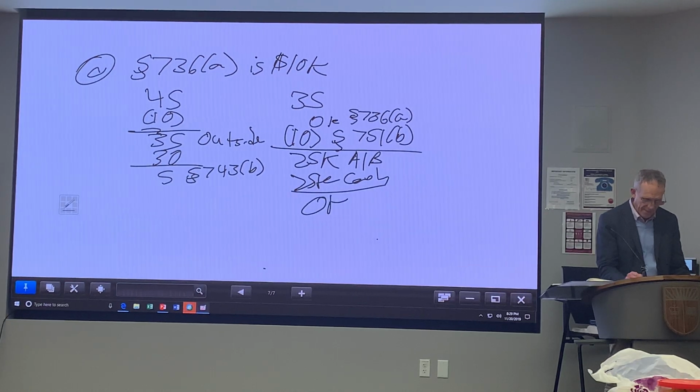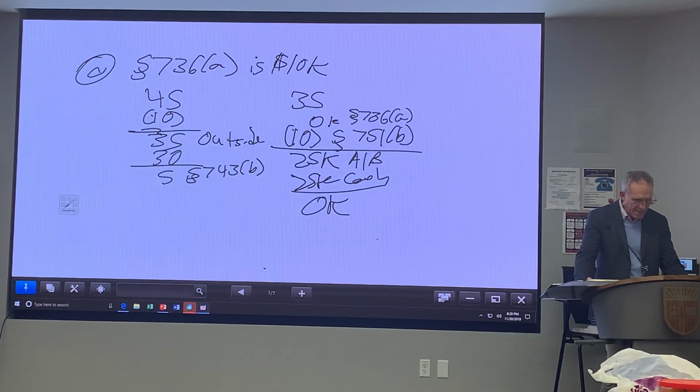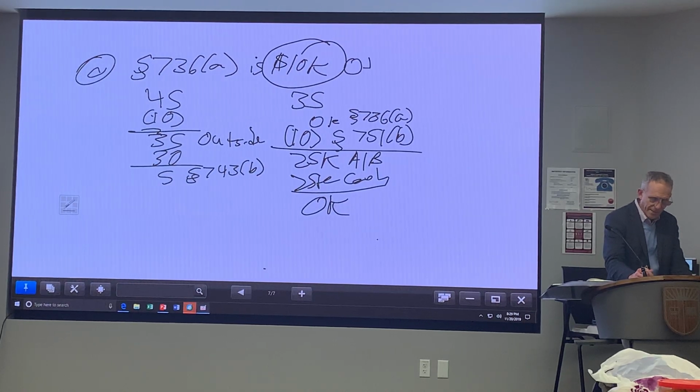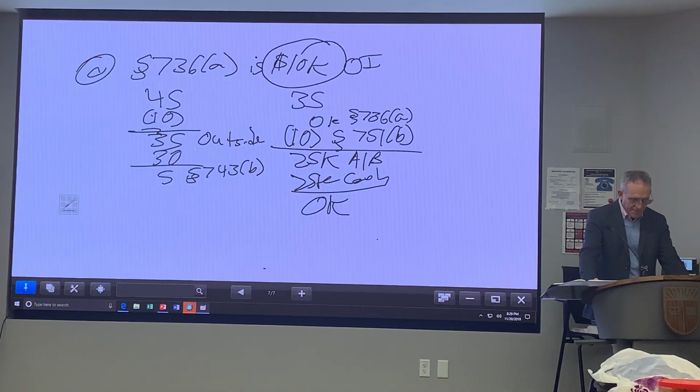So zero gain or loss here. The point is, he's going to have $10,000 of ordinary income, period. Why? Because that's the embedded IRD.